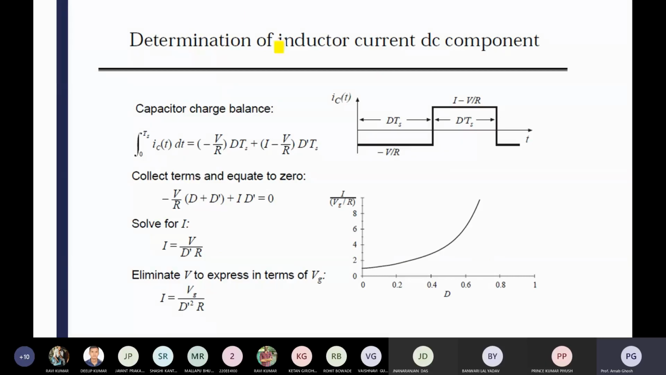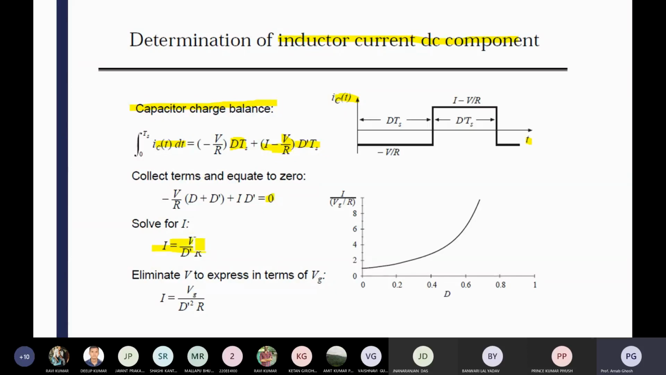Okay, the inductor current DC component. So how much is that value? So IC. Okay, capacitor charge balance. So how much is that value? Definitely you can go for averaging. So over 0 to TS, IC equals the integral of IC(t) dt, equals minus V by R times dTs, plus I minus V by R whole into d dash Ts. So you are taking the average, so again it will be 0.